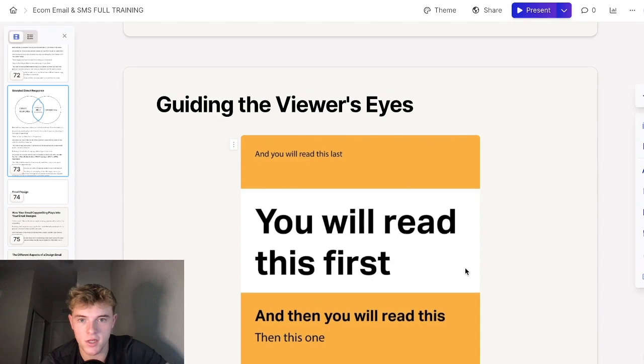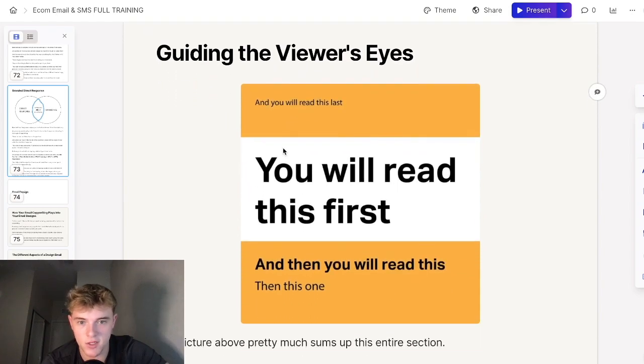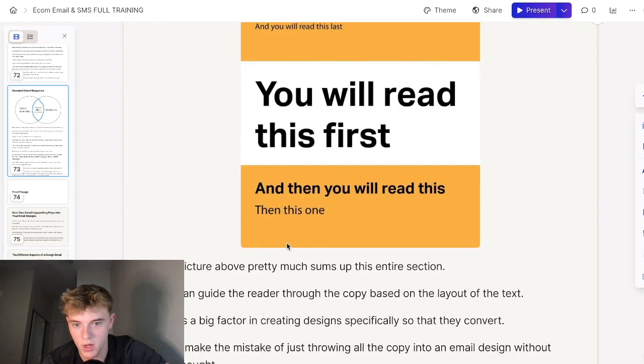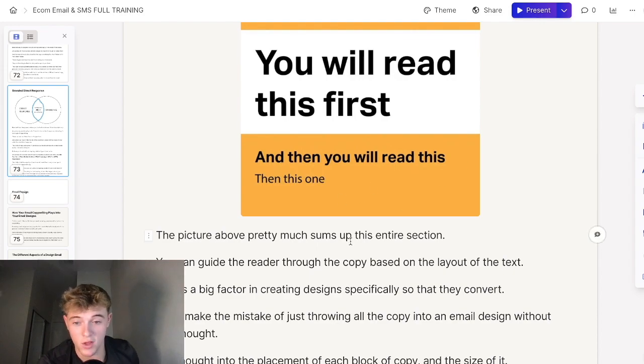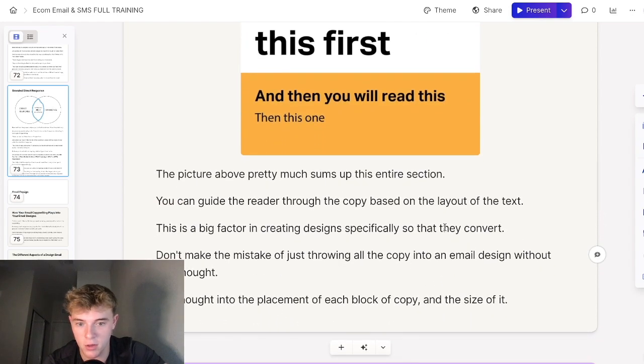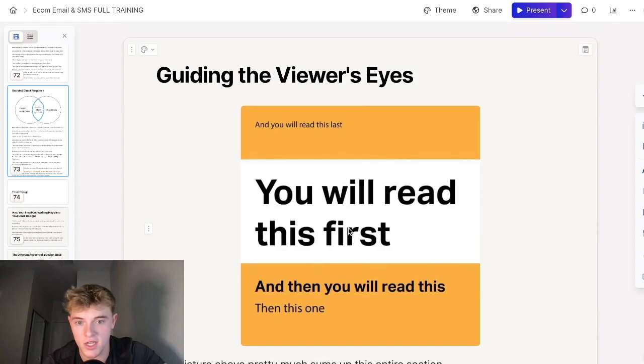Now, a big part of this is guiding the viewer's eyes. You can see this image. It's probably an image you've seen before, but the first thing you read here was this. Then you read this part. Then your eyes go to this, and now you go up and read that part. This pretty much sums up the entire purpose of this section of this training. You can guide the reader through the copy based on the layout of the text, and this is a really, really big factor in creating designs specifically so that they convert. Do not make the mistake of just throwing all the copy into an email design without any thought. You should put a lot of thought into the placement of each block of copy and the size of it, and this perfectly displays that.